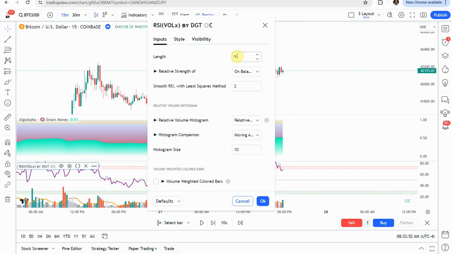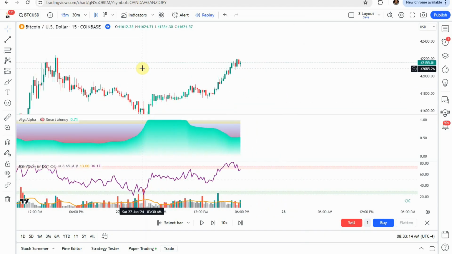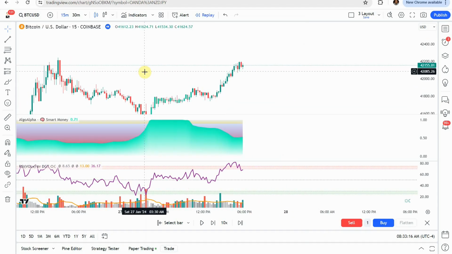Under the length right here, you're going to change that to 9, and then under the histogram companion right here, you're going to change that to moving average. Then you're going to jump into the style, and you're going to uncheck the relative strength of volume X, this one right here. Click OK, and it should look as I have on screen now.